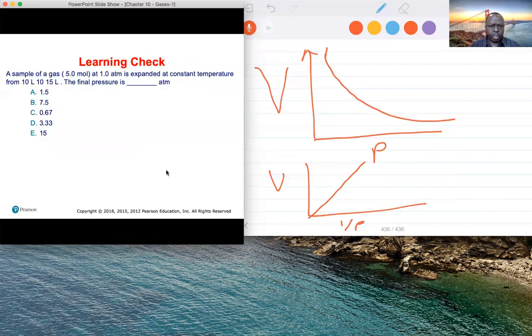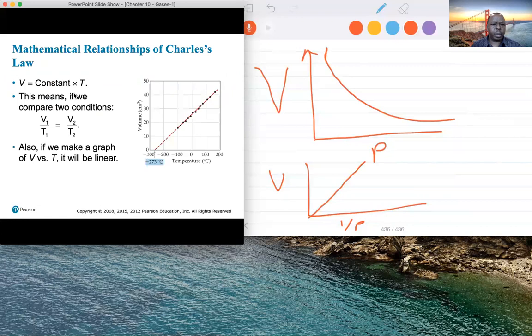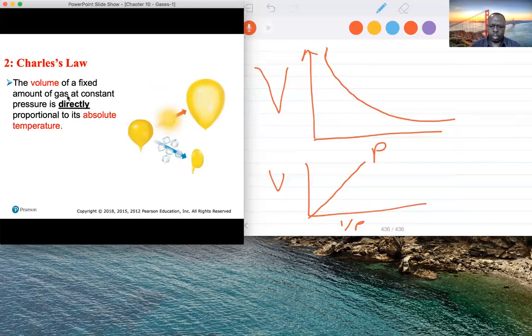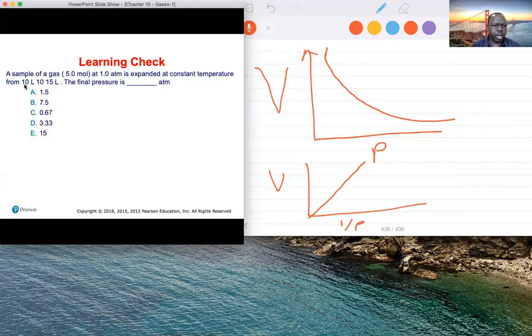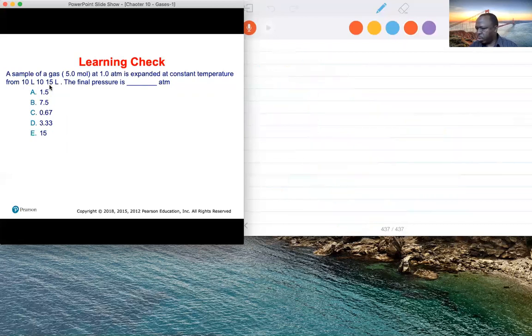This is a question on Boyle's law. A sample of a gas, 5 moles at 1 atmosphere, is expanded at a constant temperature from 10 liters to 15 liters. This should be 15 liters. We shouldn't have the 10 here. This should be 10 to 15. So how you read this, don't get confused.